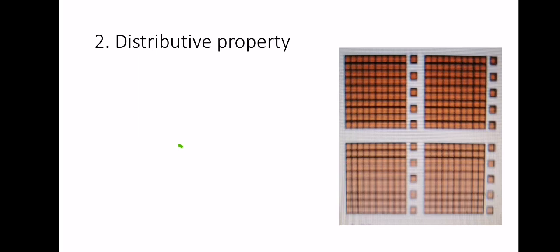The second property is the distributive property. Also here we have a shape in front of us. In this shape there is a part repeated. This part is repeated 4 times. What is the part which is repeated? I have one big square, and beside it 5 small squares.